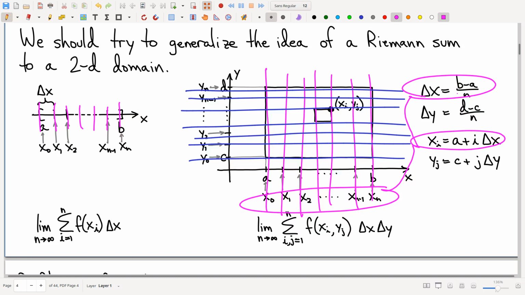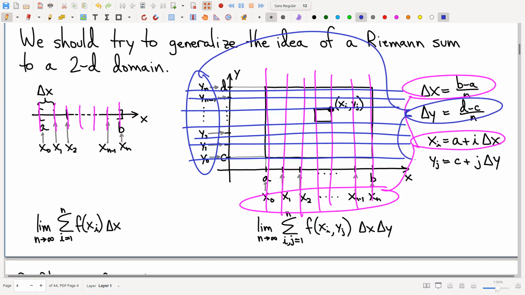It's very familiar. I am also, as it turns out, chopping up the interval from C to D on the y-axis. And as I do that, analogous algebra gives me a formula for delta y and a formula for y sub j. So the act of chopping up my rectangle gives me a bunch of details to keep track of. It's just details. Don't get lost in the details.